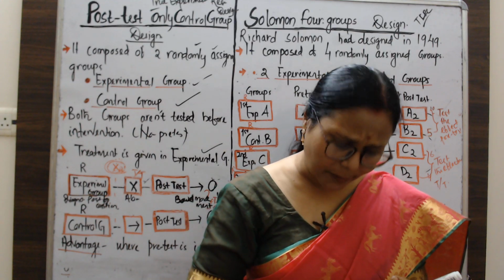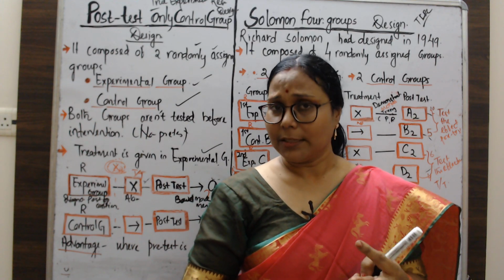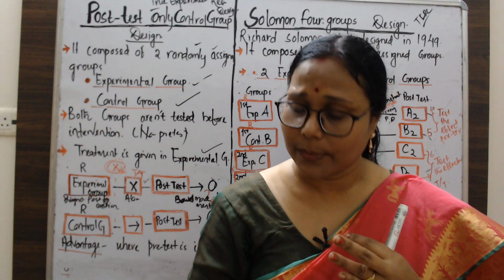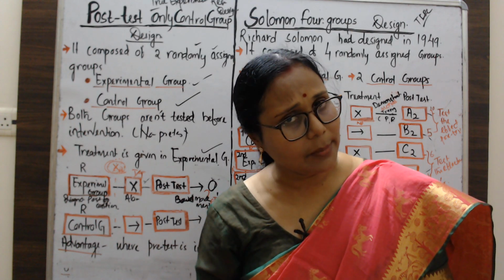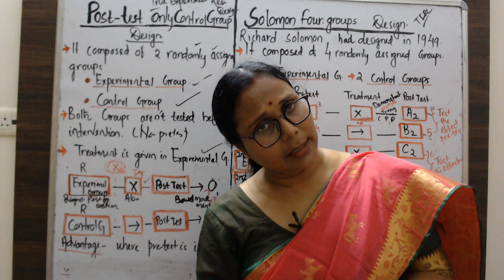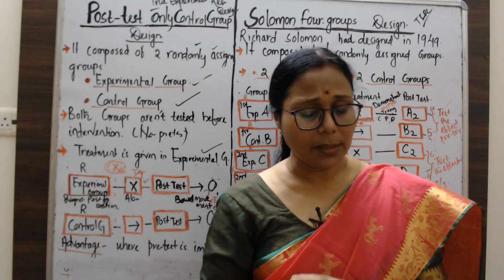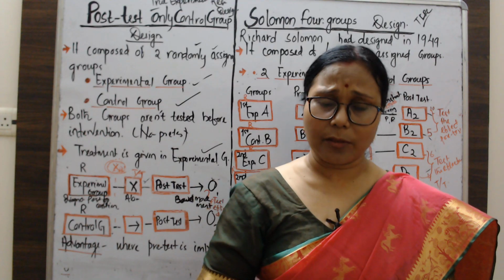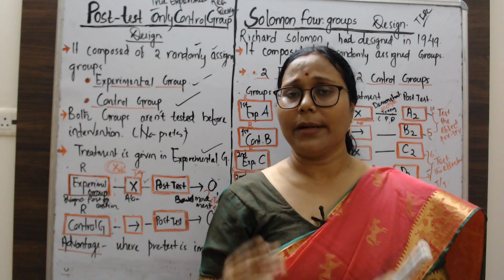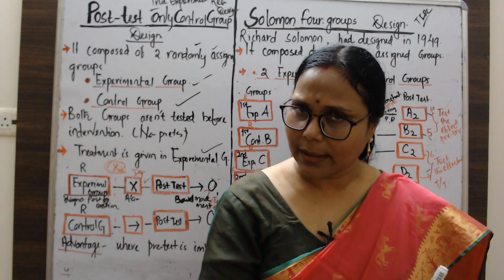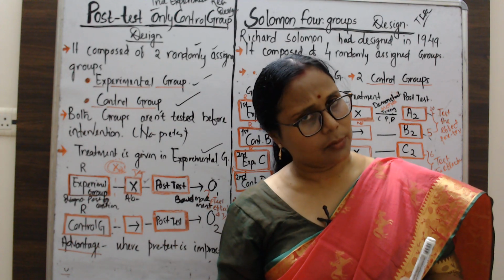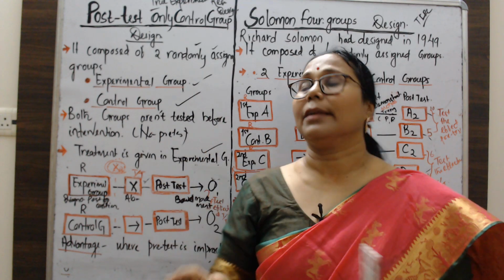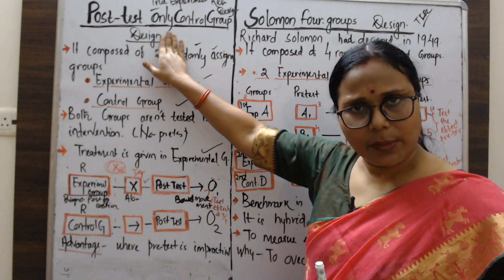And as you know, the characteristics of the true experimental research design are, first, the subjects or the participants are randomly assigned. Second, the manipulation of the independent variable. Third, control of extraneous variables. So here also, in the post-test only control group design, we are taking two groups. One is named experimental, another is the true control group, and these participants are randomly assigned. So it is one part of the true experimental research design.